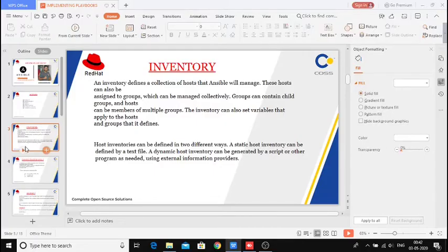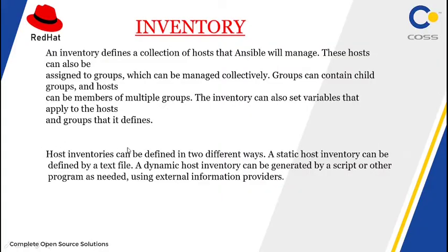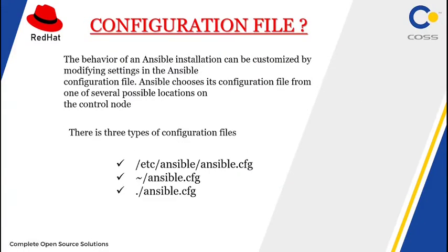Let's go to here. Now coming to my next step, this is called the configuration file. The behavior of a configured Ansible installation can be customized by modifying the settings in the Ansible configuration file. Ansible chooses its configuration file from one of several possible locations on the controller node. So everything will be decided by my configuration file.